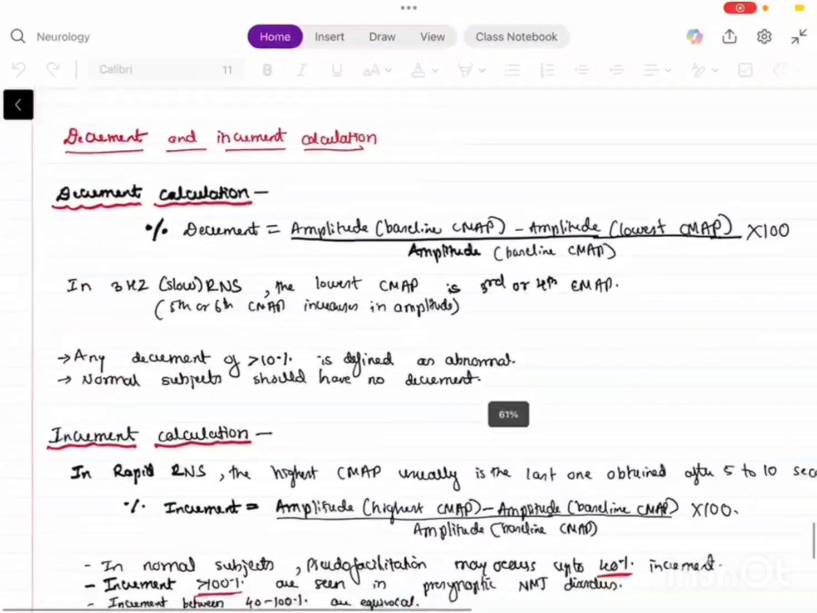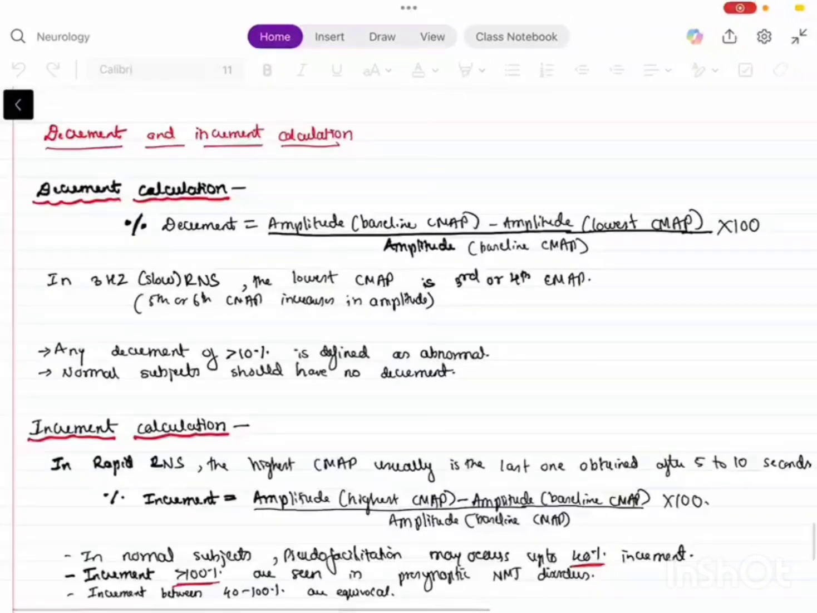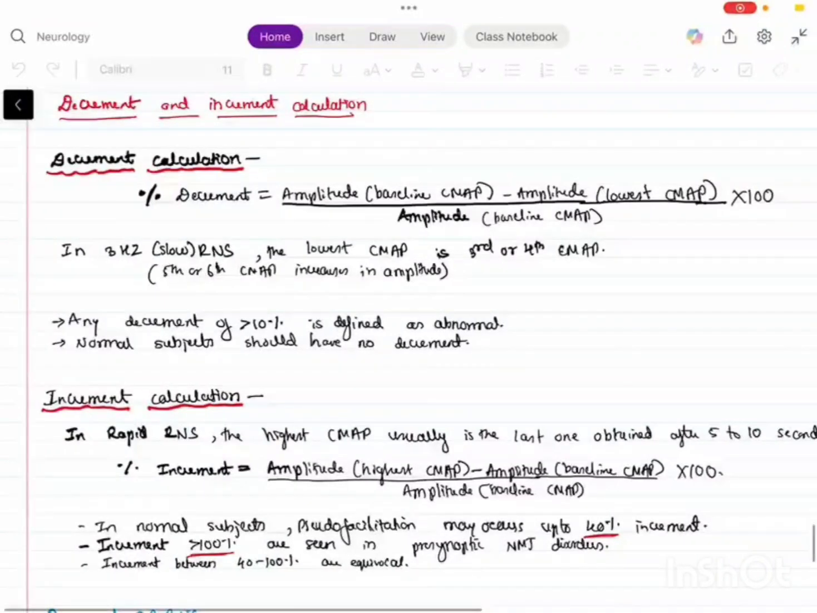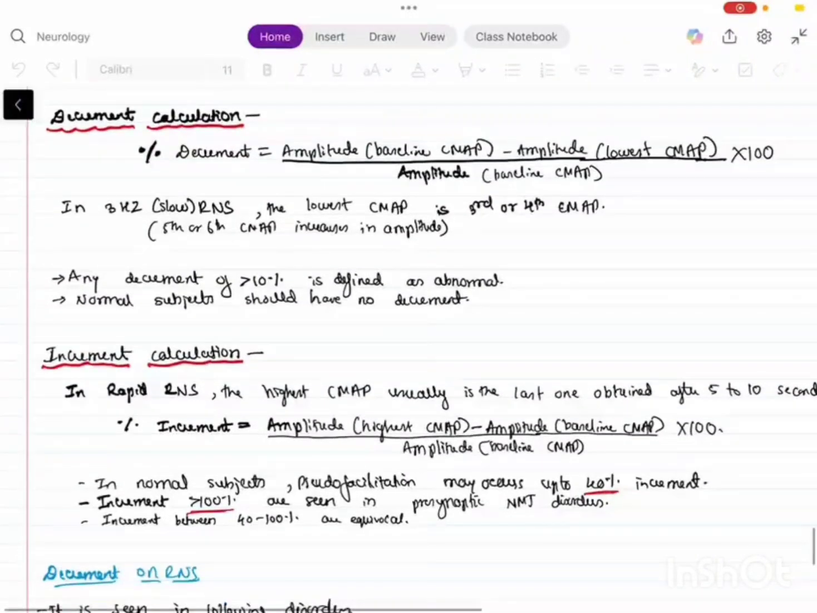Then how will you calculate the decrement and increment? Decrement calculation: the percentage of decrement is the amplitude of baseline CMAP minus the amplitude of the lowest CMAP, times 100, divided by the amplitude of baseline CMAP. In 3 Hz or slow RNS, the lowest CMAP is the third or the fourth CMAP, as we already saw. The fifth or sixth increases in amplitude. Any decrement more than 10% is defined as abnormal. A normal subject should have no decrement or less than 10%.